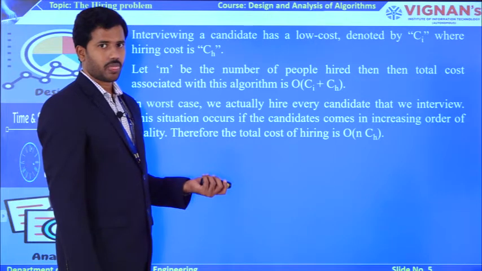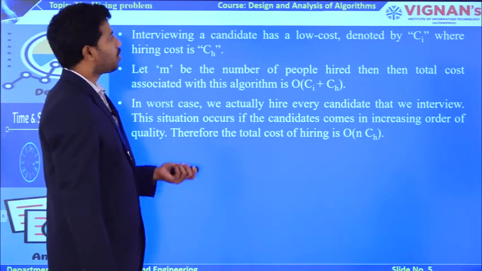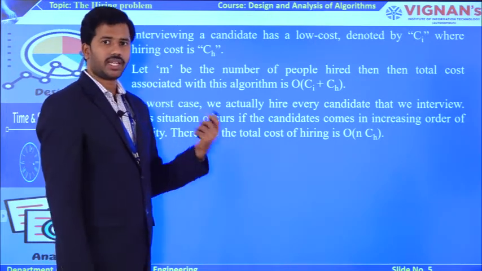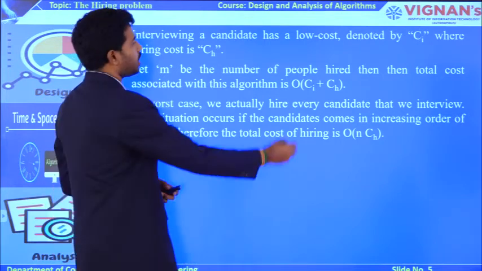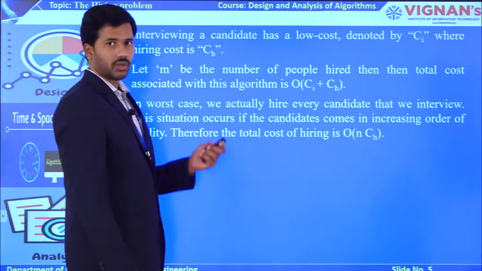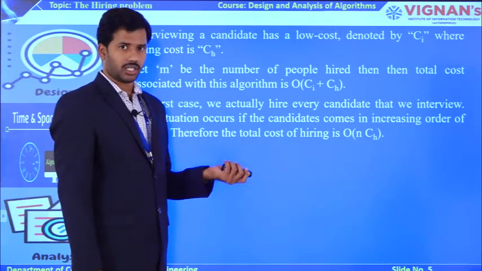under best case as well as worst case. Okay. So in the best case, based on the interview performance of each and every candidate, you are hiring that particular candidate only, and you need to consider the cost to conduct the interview. So together it is big O of C suffix I plus C suffix H.